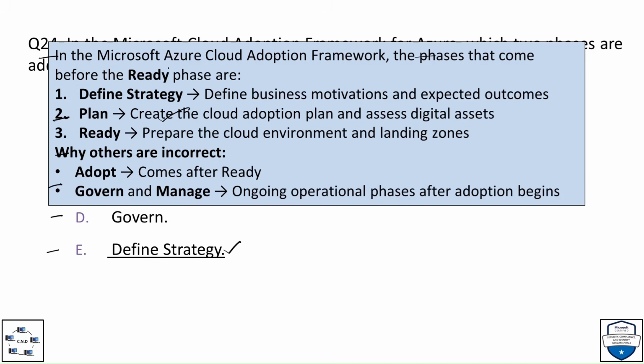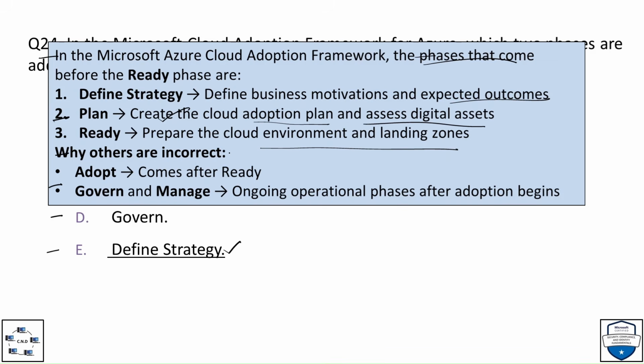And the explanation is, in the Microsoft Azure Cloud Adoption Framework, the phases that come before the ready phase are: number 1, define strategy, which defines business motivations and expected outcomes. Number 2, plan, which is used to create the cloud adoption plan and assess digital assets. And number 3, ready, to prepare the cloud environment and landing zones.